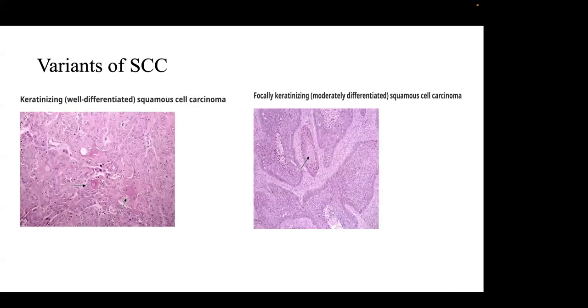And there are various histopathological variants of SCC. The first being well differentiated squamous cell carcinoma. Herein, you can see the keratinizing squamous cell carcinoma, the keratin pearls which can be seen, and a well-defined tumor outline is seen with cytoplasmic connections.